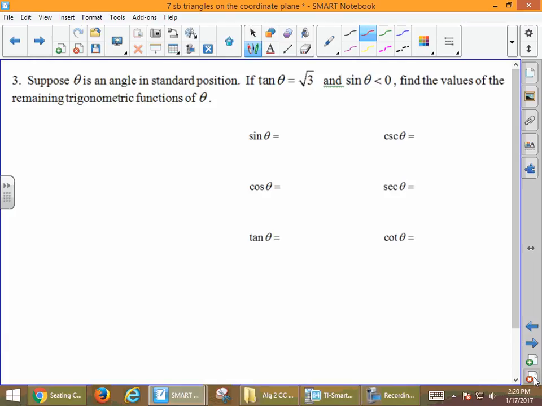Still speaking Francais. What does less than 0 mean? It means it's negative.